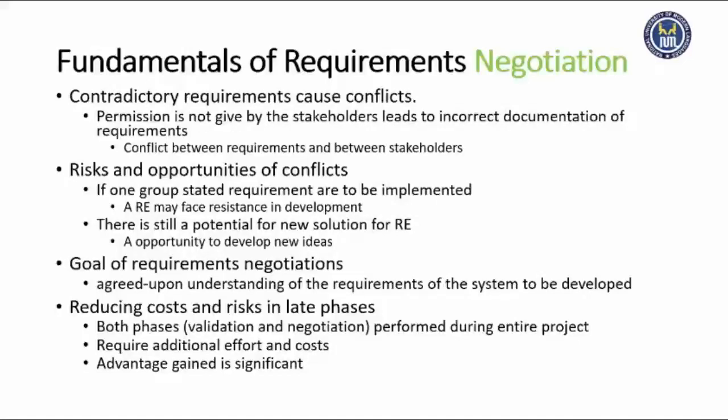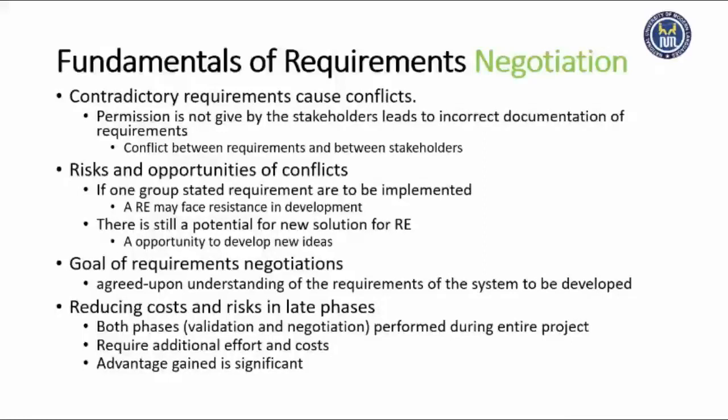If one group's stated requirements are to be implemented, it means that we are ignoring the second group, and this ignorance may cause problems or risk for the requirement engineer, who may face resistance in development of the project because it may be possible that the other group is more competent than the first one or a major stakeholder providing the requirements. So the opportunities are there, and the opportunity is that a new solution should be provided by the requirement engineer, which is an opportunity for him as well to give his input and develop a new idea free of conflicts. Goal of requirement negotiation.